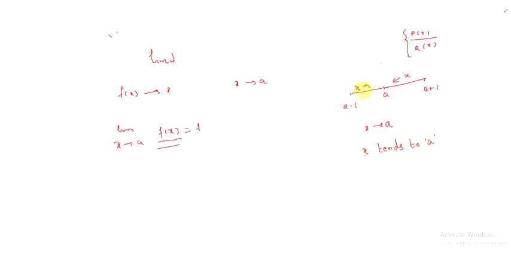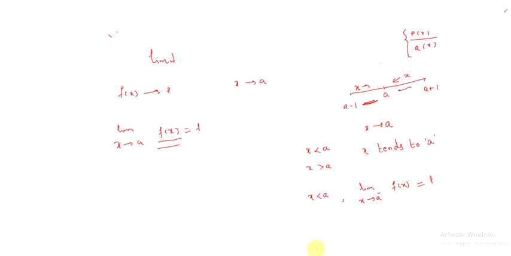In this interval, x takes values less than a, and in the second interval, values are such that x is greater than a. For the first interval, that is, if x takes values less than a, then we call it the left hand limit, and we denote it as limit x tends to a minus of f of x is equal to L.